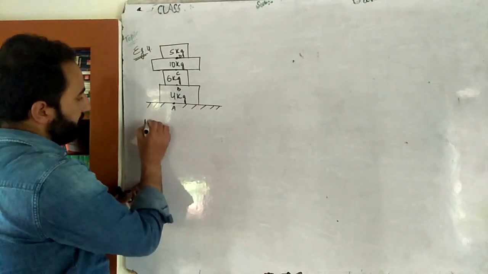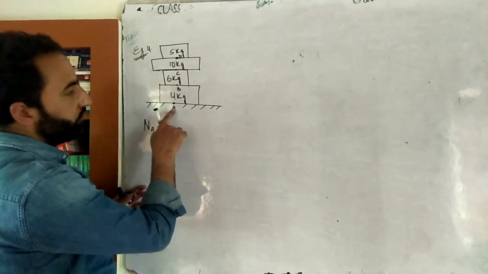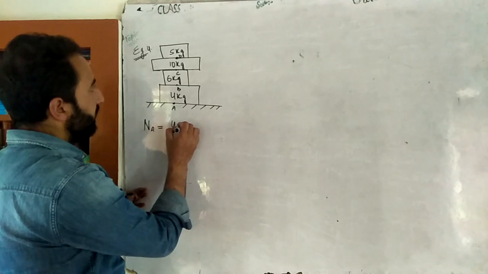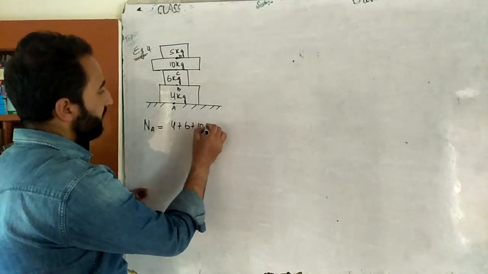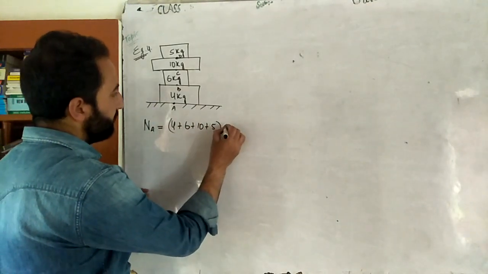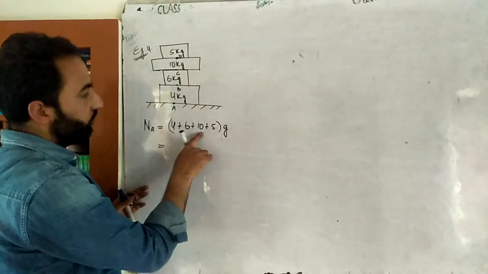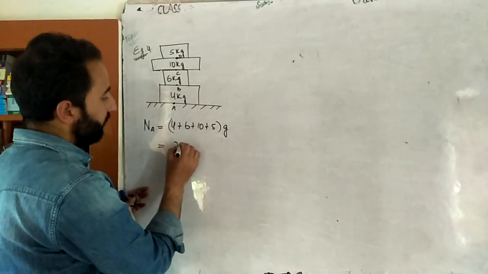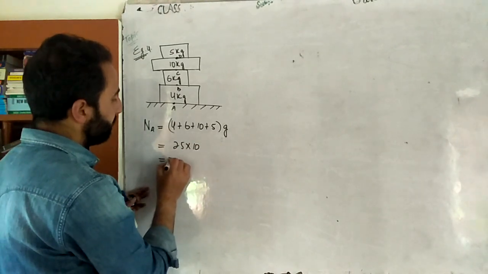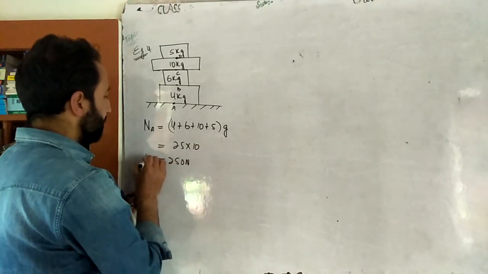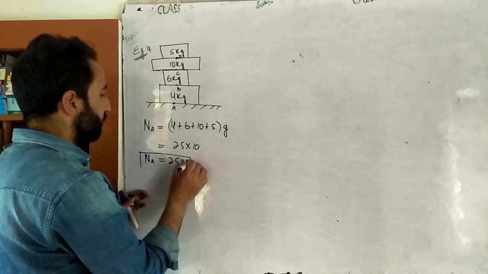Now normal reaction at point A will be simply equal to the masses above, that is 4 plus 6 plus 10 plus 5 multiplied by g. So that's how much? This 4 plus 6 is 10, 10 plus 10 is 20, 20 plus 5 is 25. So 25 multiplied by 10, that's 250 Newton. Normal reaction at point A is 250 Newton.